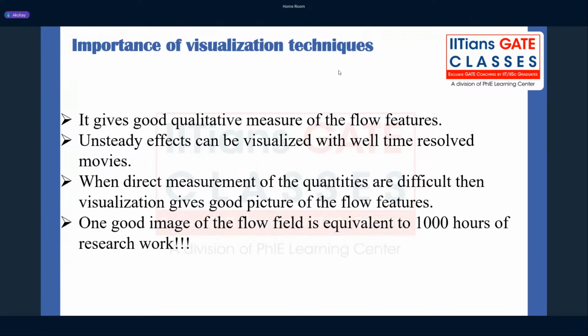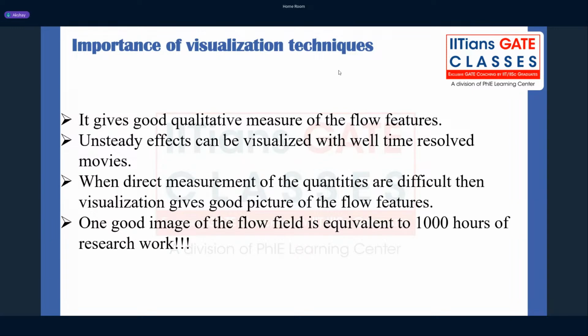And there is a famous statement we often say in the field, that one good image of the flow field is equivalent to 1,000 hours of research work. It's actually true, because if you can get a very good flow field image, that gives you much more information than the collective data you can get quantitatively in a different way, right?